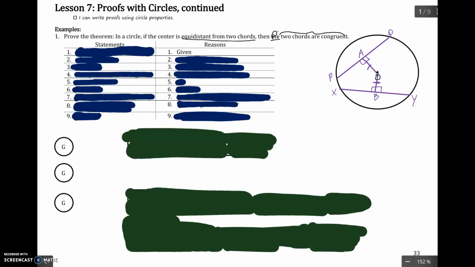Okay, so basically what I'm trying to show is that if I have OA perpendicular to PQ and OB perpendicular to XY, that OA and OB are congruent to one another. And if that's true, then PQ and XY should be able to be proven congruent.